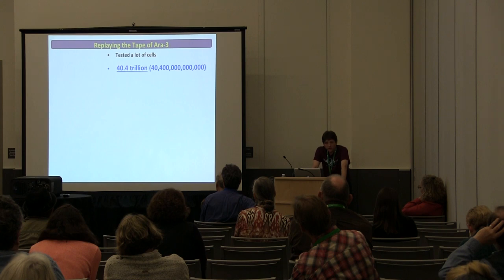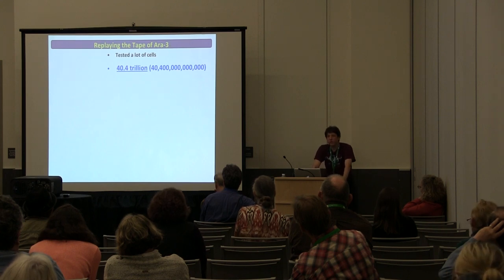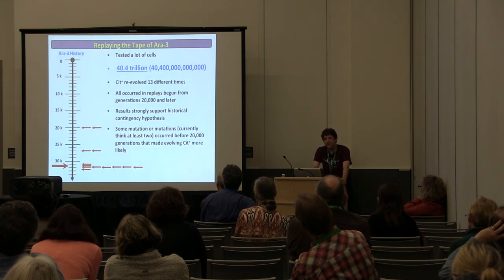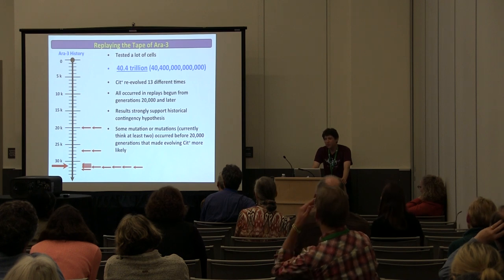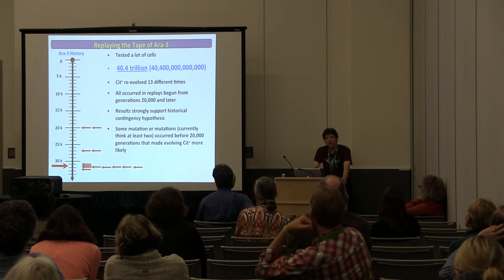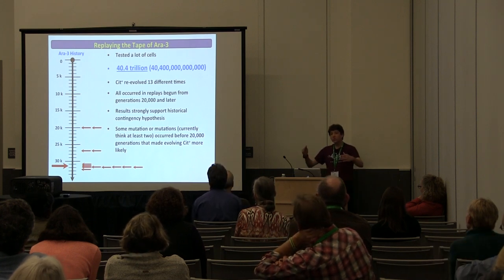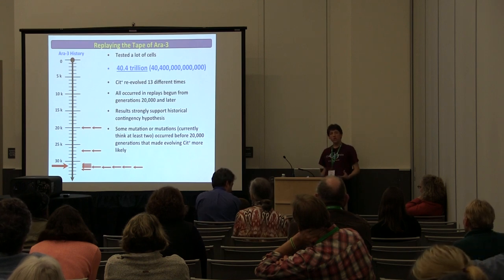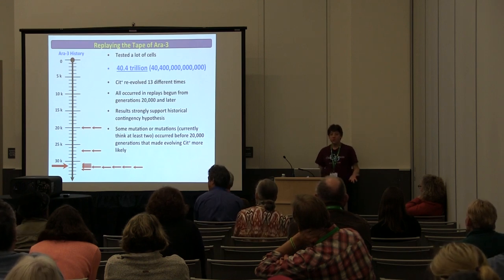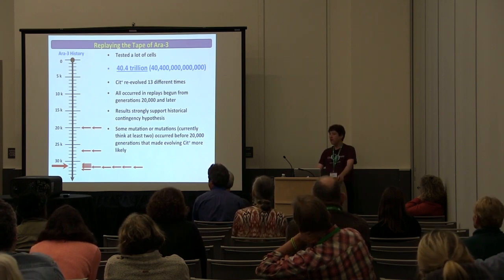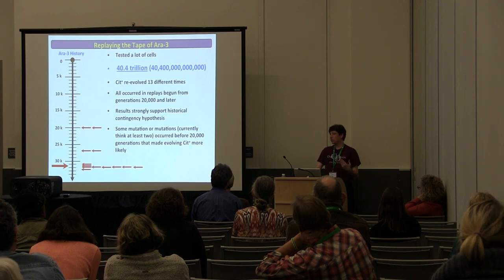So I tested a lot of cells, in fact, 40.4 trillion, which is 404 with a lot of zeros after it. And I observed Cit+ to re-evolve 13 different times. All of these occurred in replays that were begun from clones isolated from generations 20,000 or later, again strongly supporting the historical contingency hypothesis and arguing that some mutation, and right now we think that there were at least two, occurred prior to generation 20,000, and these made evolving Cit+ much more likely.